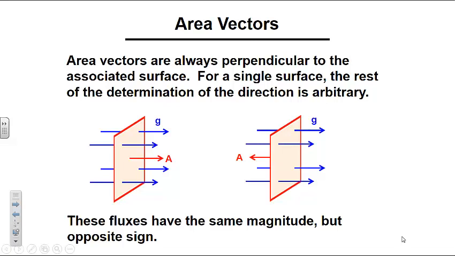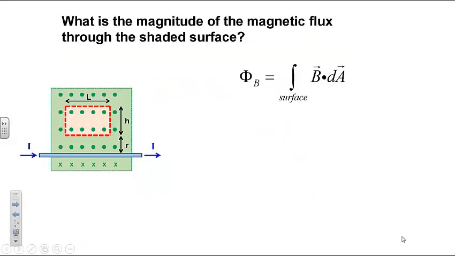In these cases, we often calculate the magnitude of the flux only, since the positive and negative sign of the flux is similarly arbitrary. Let's calculate the magnitude of the magnetic flux through the shaded area from the magnetic field of the current in the wire. For simplicity, let's assume the wire is infinitely long.